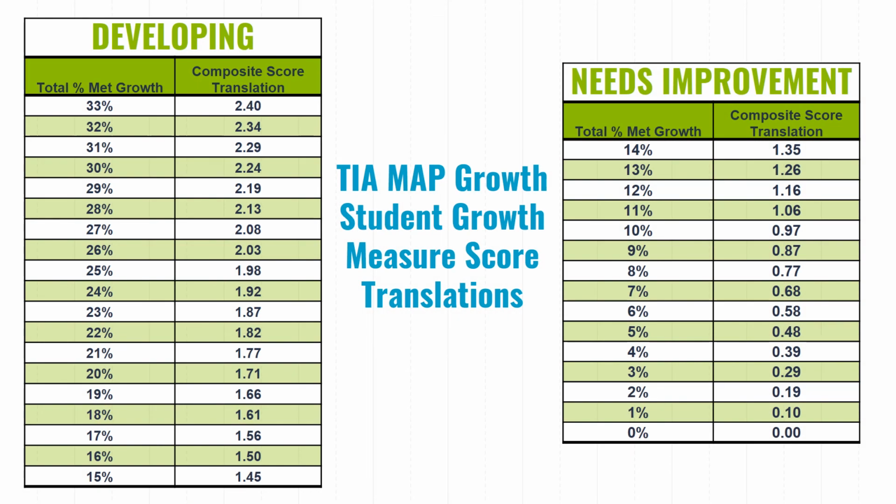The final 2 T-test scale aligned composite score translations are at the developing and needs improvement levels. The developing level of student growth performance has a range of 15 to 33% of students needing to meet their pre- and post-test growth expectation, whereas the needs improvement level of student growth performance has a range of 0 to 14% of students meeting their pre- and post-test growth expectation. Knowing these translations can be very helpful to student growth goal setting.